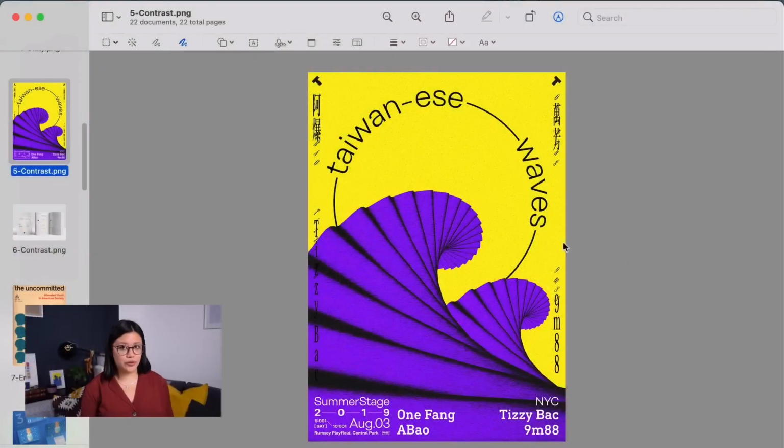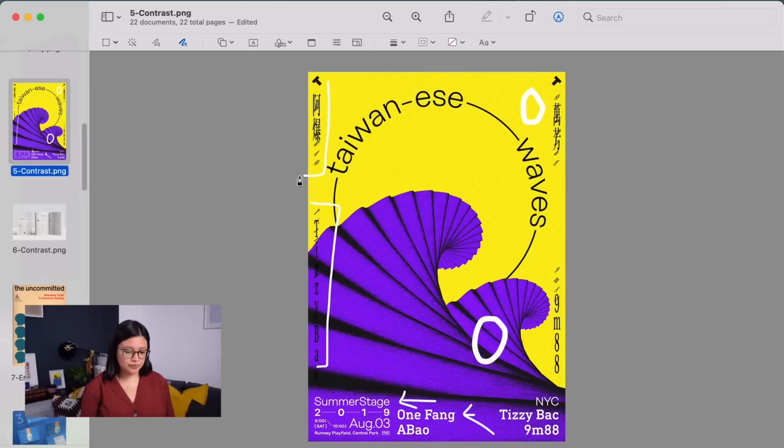On this first poster, contrast is used with two different colors, the yellow and the purple. This really makes the whole poster stand out a lot. And then if we examine a little bit further, we can notice that there are two different typefaces, if not three, because of the language difference. There is a sans serif and a slab serif font.